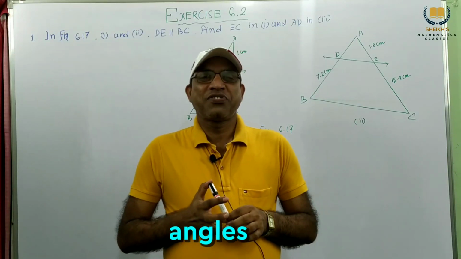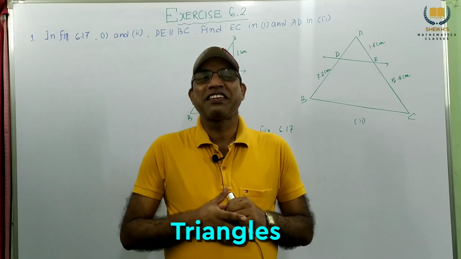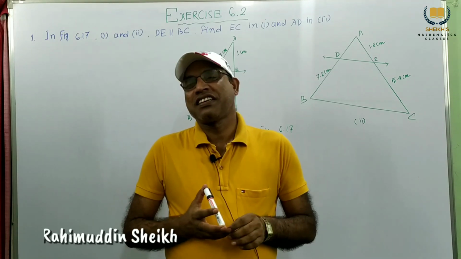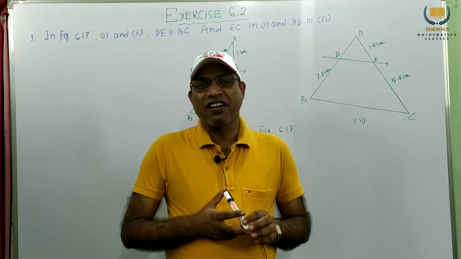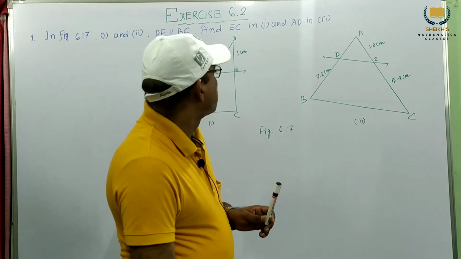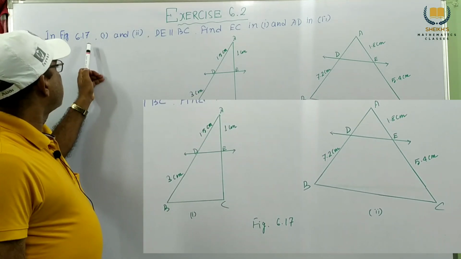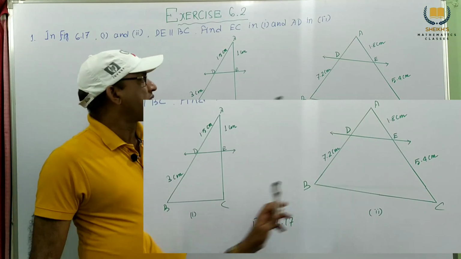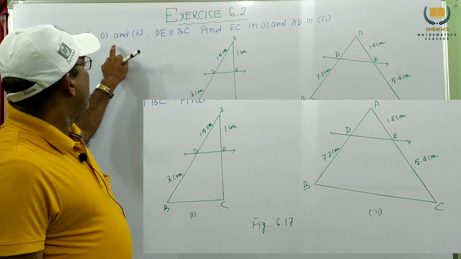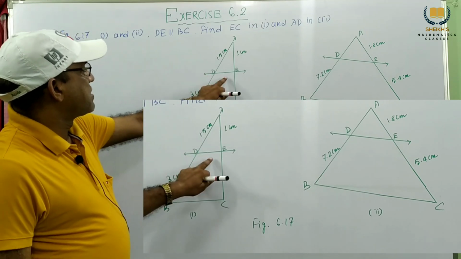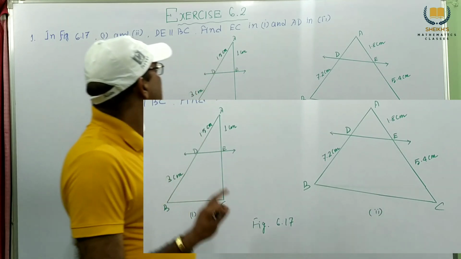So dear students, today we want to discuss exercise 6.2, a very interesting, very easy exercise. No one can say this exercise is difficult or that the triangles chapter is difficult. The problem is given in figure 6.17, these two figures, number 1 and 2. In both, DE is parallel to BC.